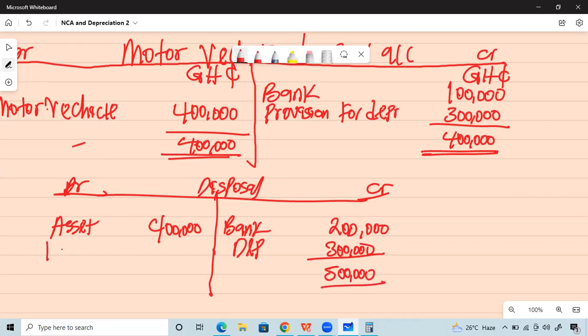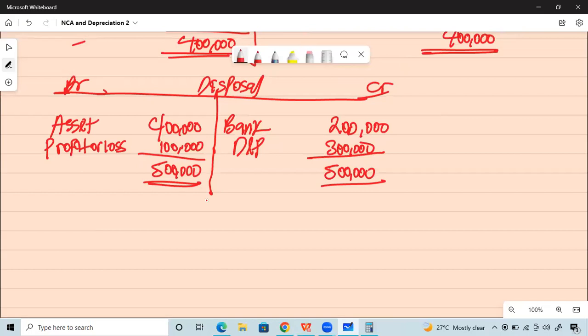Then you say the statement of profit or loss. The difference is now 100, which is 100,000, so that you're able to have 500 thousand. So when you now go to your P&L, this is what I explained to you before.